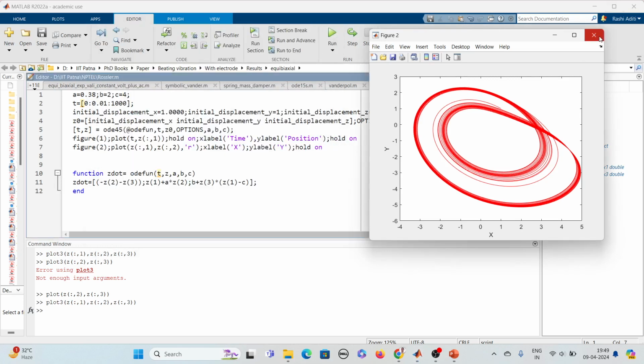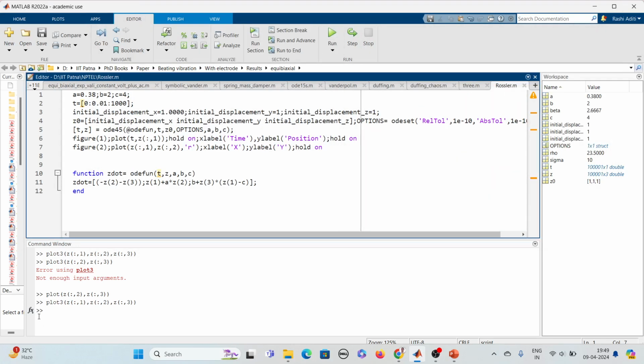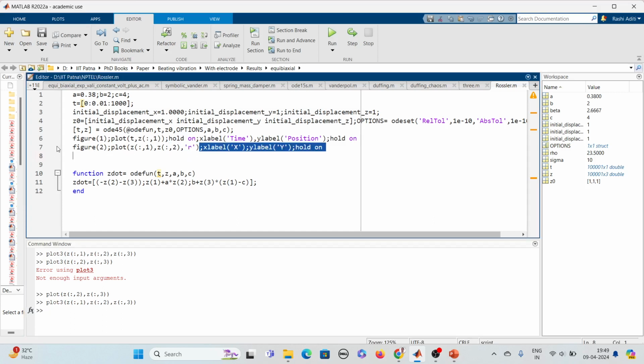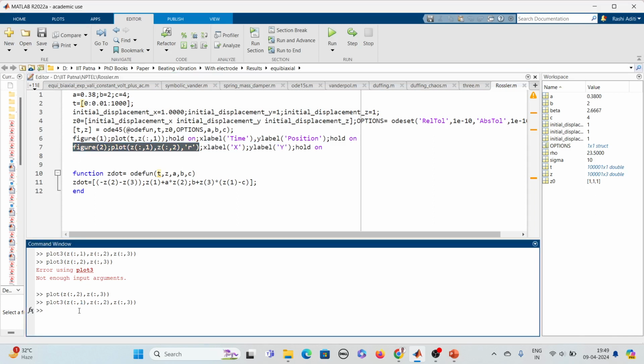So I'll just try to plot my phase plot after taking out the transient. Okay, so I'll just take this line from here. And I'll just plot for some last values. Let us say I have my time as 1000. From 800 to 1000, I'm trying to plot.